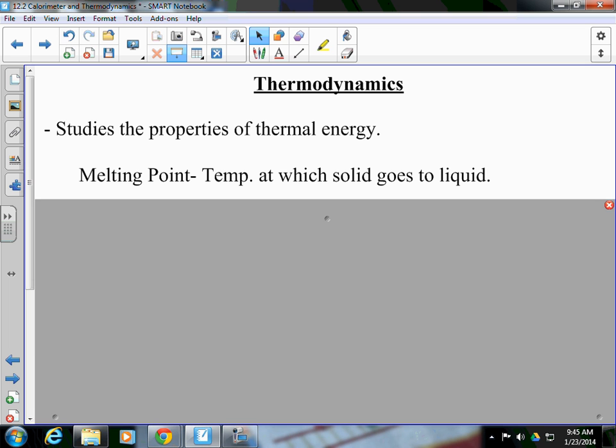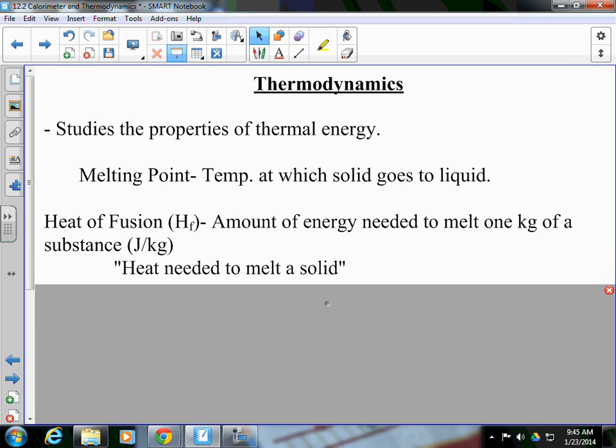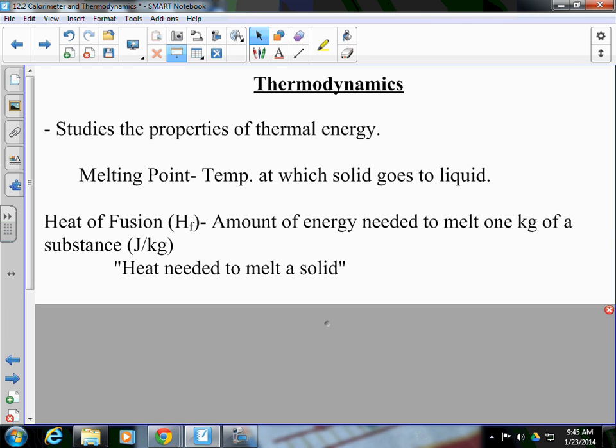So a melting point is where something goes from a solid to a liquid. The amount of heat required for something to melt is called the heat of fusion. The heat needed to melt a solid is called the heat of fusion. Now the heat of fusion is also going to be in your book. It's a constant. It varies for every single compound. So water has a different HF than methane. Methane has a different HF than zinc. Every compound is going to have a different heat of fusion. So a heat of fusion is the heat needed to melt a solid.